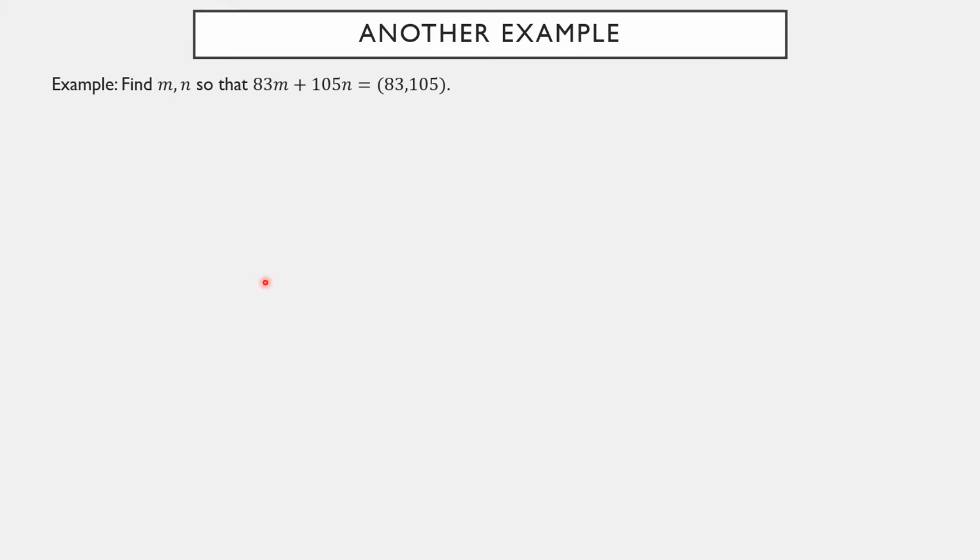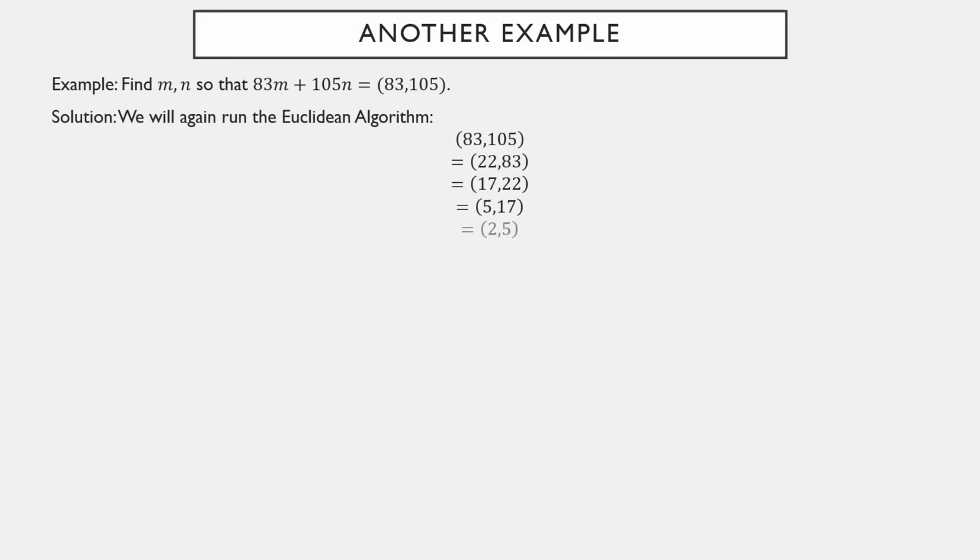Again, order doesn't really matter, but we have written 83 first and 105 second, so we're going to run the Euclidean algorithm. 83, 105, the first remainder we compute is 22. Now the remainder of 83 over 22 is 17. The remainder of 22 over 17 is 5. 17 over 5 has remainder 2. 5 over 2 has remainder 1. 2 over 1 has remainder 0.